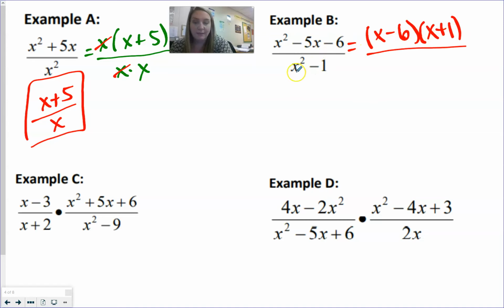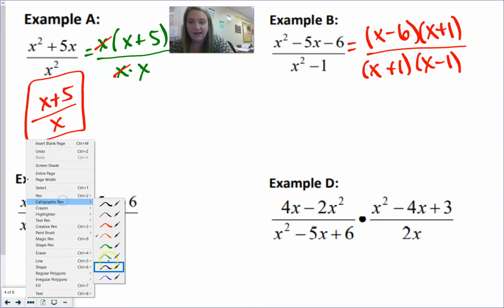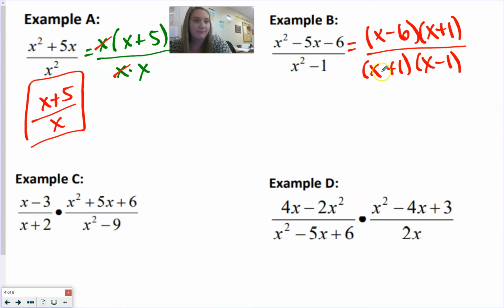Okay, and my denominator is a difference of squares. So conjugates with my square roots. We're going to have x plus 1 and x minus 1. We have factored them all down. I see that they both have an x plus 1. So that leaves me with x minus 6 over x minus 1.